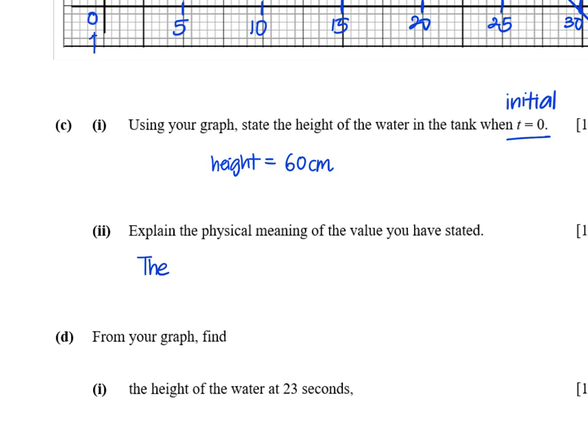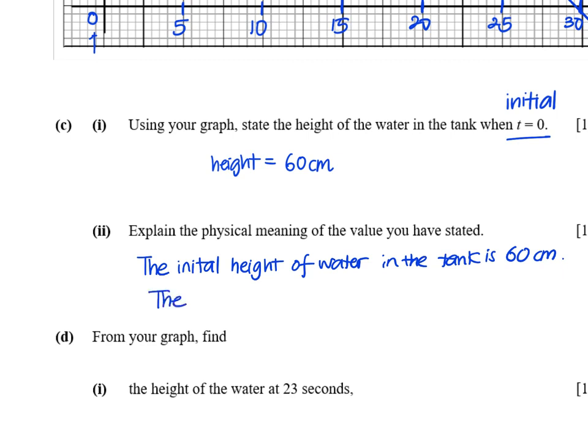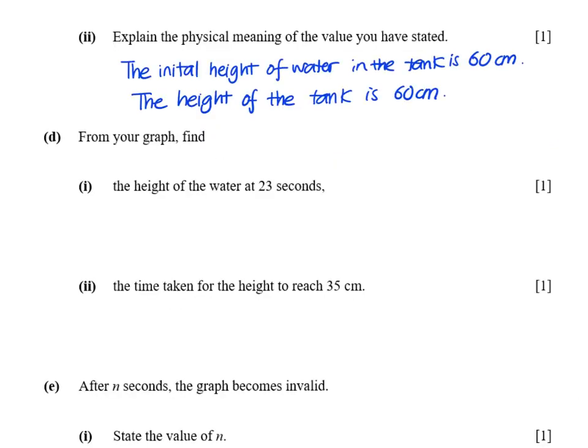The initial height of water in the tank is 60 cm. Or you can also say that because it says that the open tank is filled to the brim, that means the height of the tank is 60 cm. Okay, but in this case, I think they will probably prefer the height of the tank is 60 cm. Okay, next part of the question.